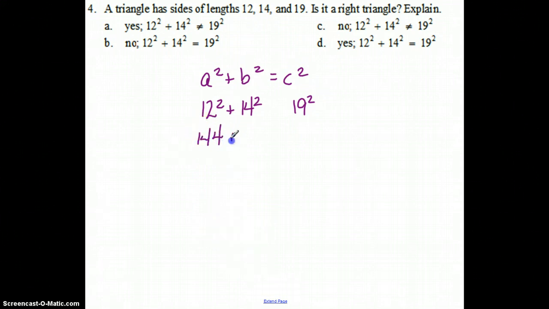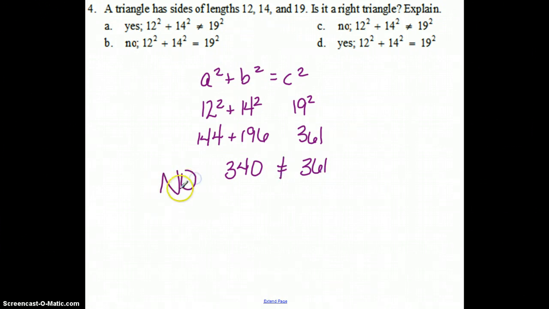So 12 squared is 144. 14 squared is 196. So if I add these together, that would be 340. 19 squared is 361. So these don't equal each other, so it would be no. Now, the only ones that are no are these two. But this one says it's equal, and we're trying to say that it's not. So C is going to be our answer.